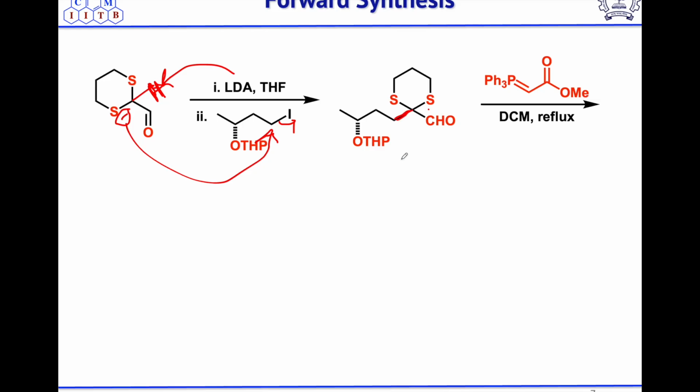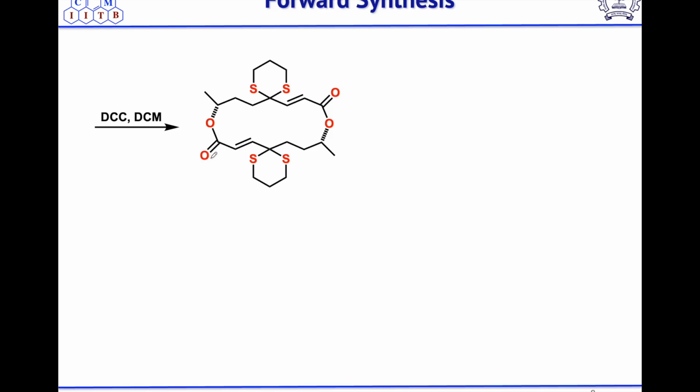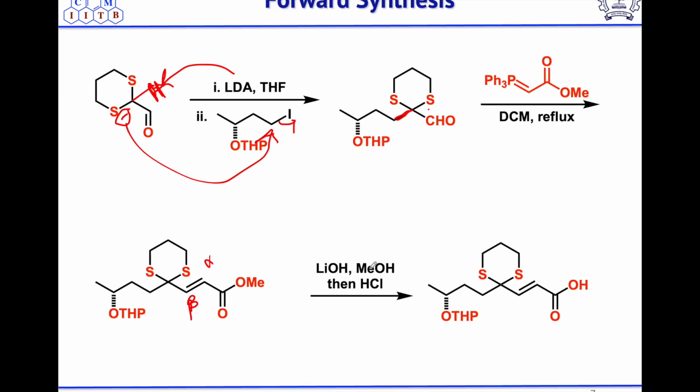Now we have this aldehyde, so we treat this aldehyde with the Wittig ylide in DCM at reflux, and we will get the corresponding alpha-beta unsaturated ester. Then what we have to do is the hydrolysis of the ester to get this carboxylic acid, followed by, I forgot, deprotection of this OTHP group in HCl, so we'll get this OH here. Sorry for the mistake, this is not OTHP, this is the OH. So this is a deprotected OH.